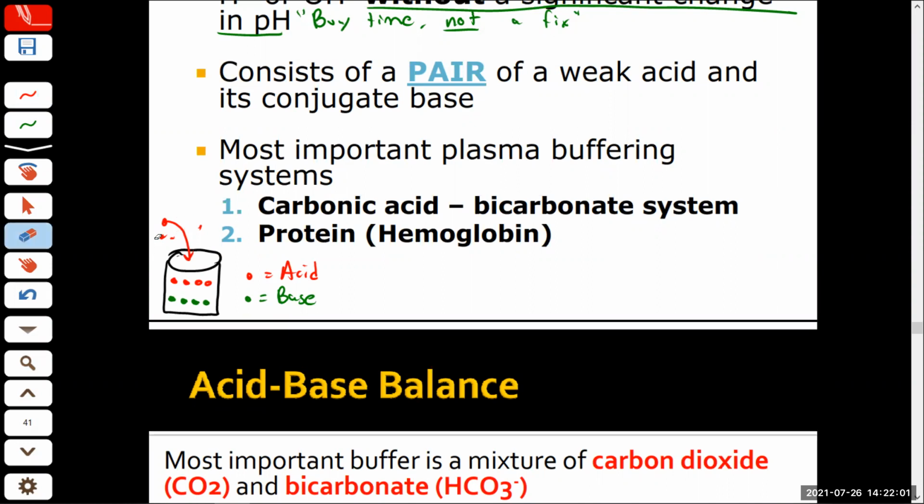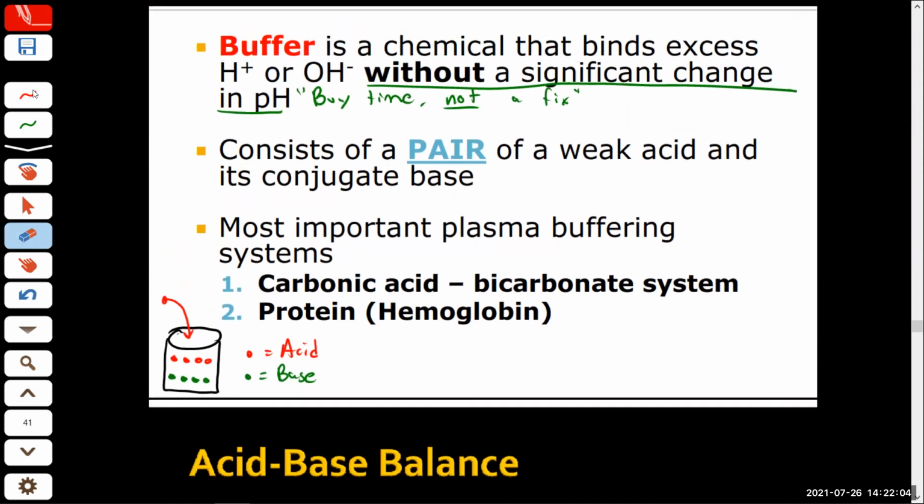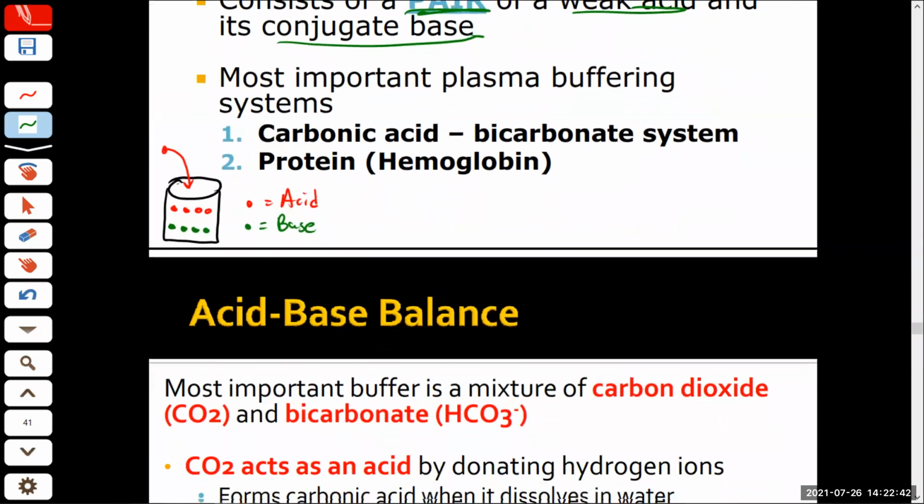So recapping here. Without significant change in the pH, buys time, not a fix, i.e. it prevents changes of blood pH. Okay. So consists of a pair, weak acid, and its conjugate base. So in your blood, you got a little bit of acid, got a little bit of base that protects you from crazy changes. Okay.